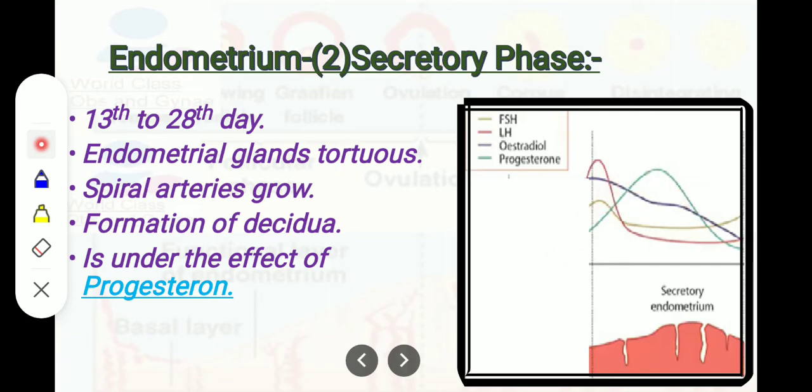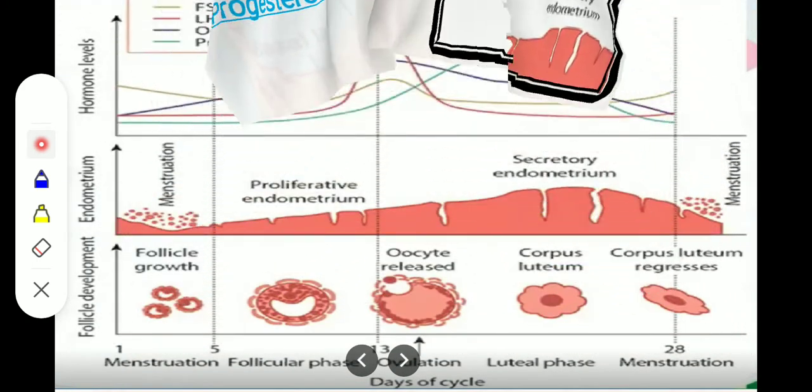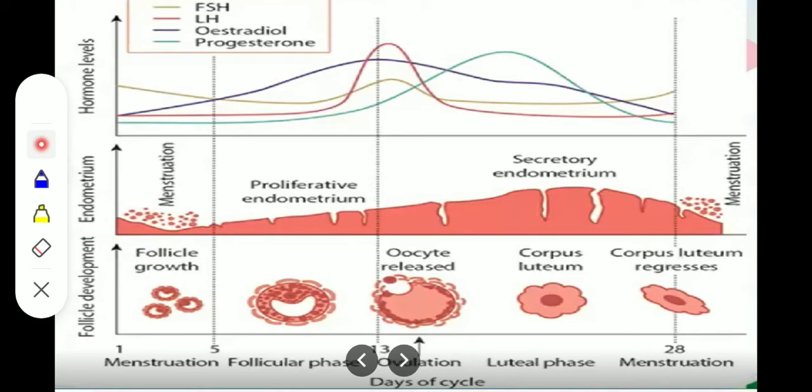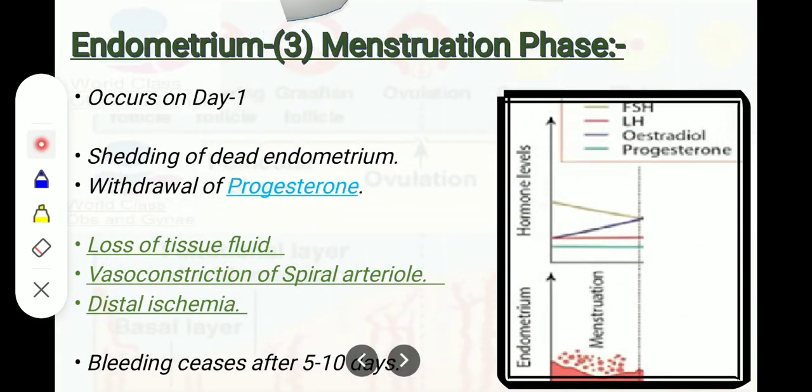Now coming to the last phase of changes in the endometrium, that is the menstruation phase. Okay, menstruation phase occurs on day 1. Remember this point. And there is shedding of the dead endometrium and withdrawal of progesterone, and loss of tissue fluid, vasoconstriction of the spiral arteries and distal ischemia. Bleeding ceases after 5 to 10 days.